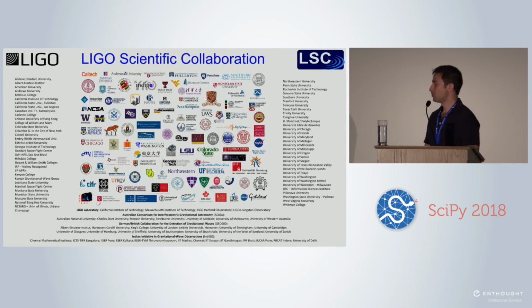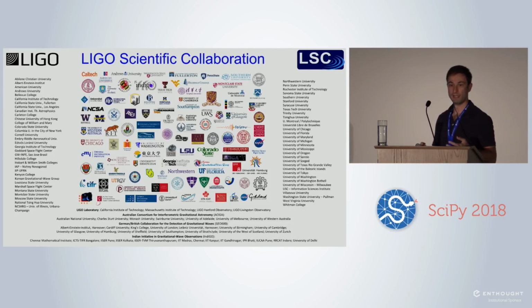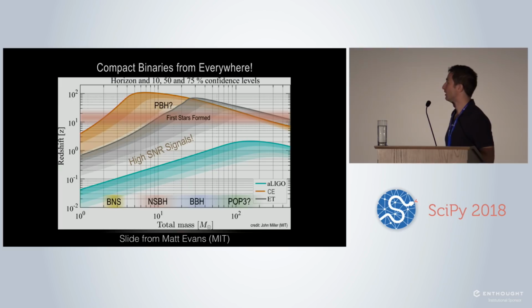LIGO is a huge collaboration. It consists of over 60 institutions and almost 1,000 scientists around the world. So what I've had a chance to talk about today necessarily represents just a small slice of everything we do. And so please, talk to me afterward and ask questions.